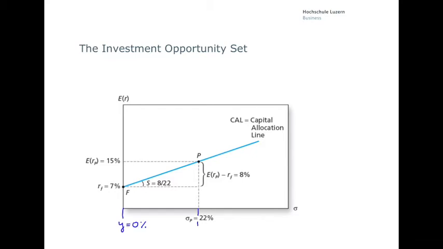This line is called the capital allocation line. It shows all risk-return combinations available to investors. In this graph, you also see that the slope of the capital allocation line is defined by the risk premium divided by the standard deviation of the risky portfolio. As a result, the linear function of the capital allocation line is defined by the intercept, RF, and the slope times the standard deviation of the complete portfolio.